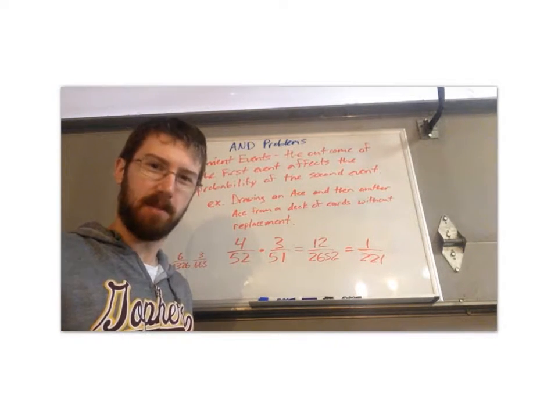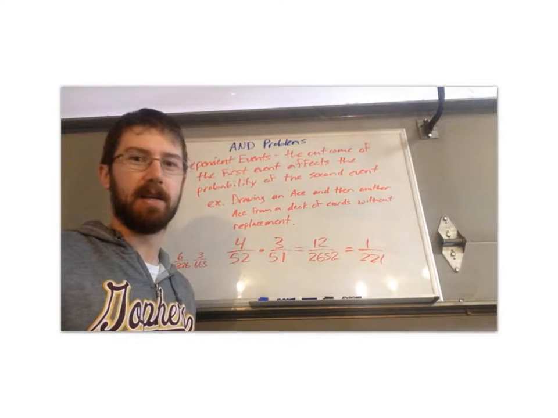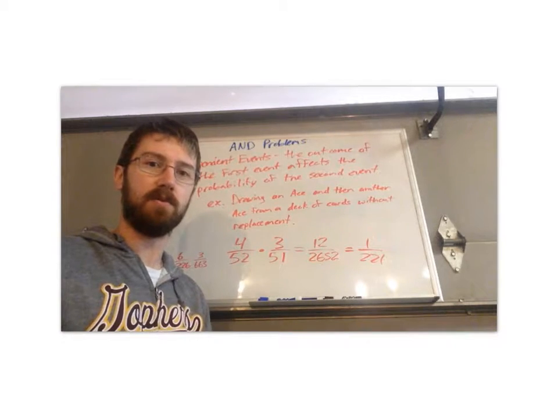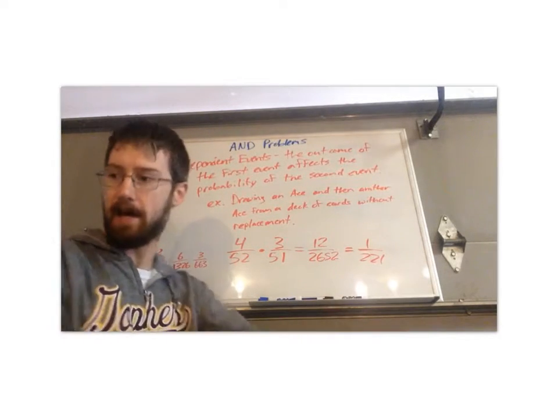Now, when you get to the quiz, I think it probably will allow you to do it as a decimal. Just make sure you're rounding correctly. It might say to the nearest hundredth. So just 12 divided by 2652 and give me the decimal version of that.